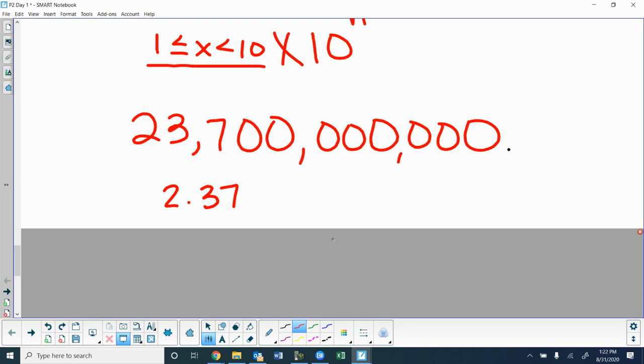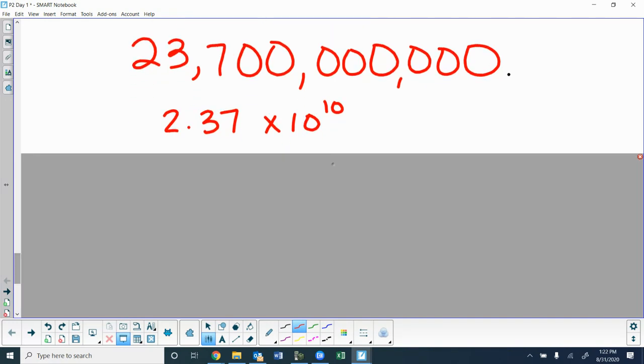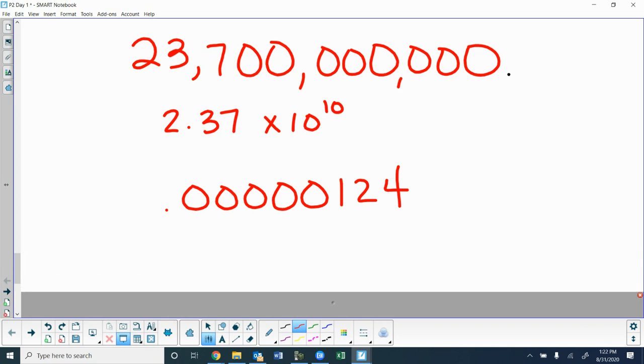Make it 2.37. Then we have our times 10. And then we count: 1, 2, 3, 4, 5, 6, 7, 8, 9, 10. So I'm going to move this decimal point 10 to the right. Is that a positive exponent or a negative? Positive. So that should be 2.37 times 10 to the 10th. Correct scientific notation.